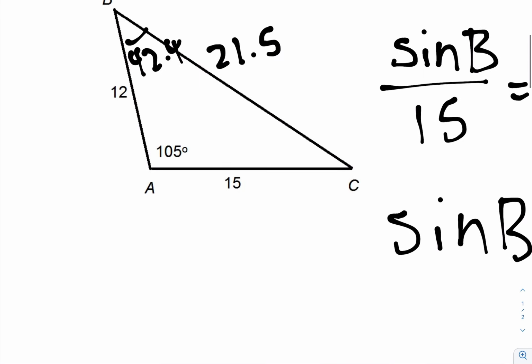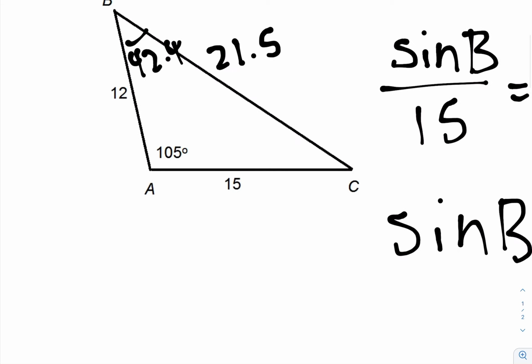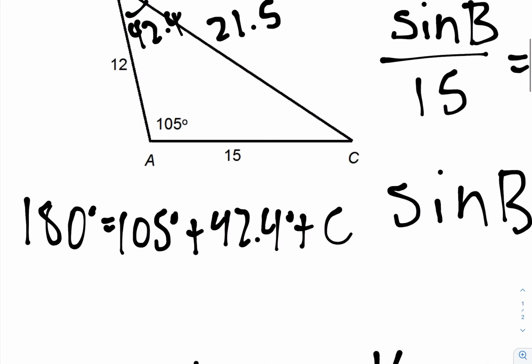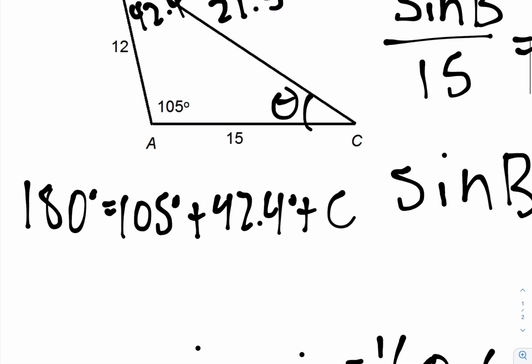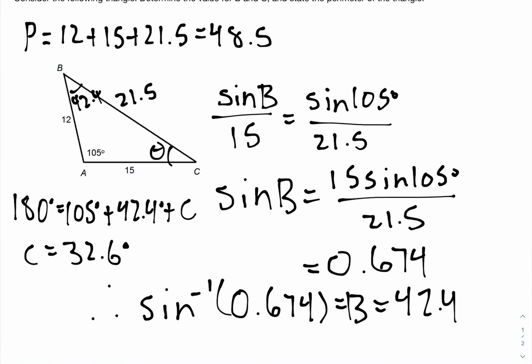If we know that's 42.4, we're done using our laws. Now we just have to realize that if we add up all the angles in a triangle, they're all going to add to 180. So 180 equals 105 plus 42.4 plus C, our last angle, which we can call theta. That means that C, our angle theta, is going to be 180 minus 105 minus 42.4. So this is going to be 32.6. So we've solved for everything here using our sine and cosine law.